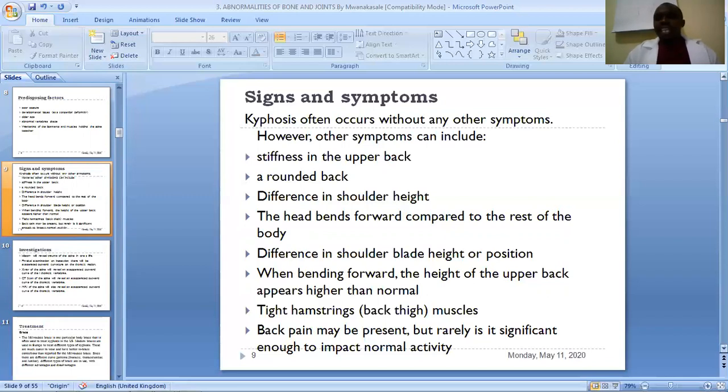Difference in shoulder blade height or position may be there, like we mentioned already. When bending forward, the height of the upper back appears higher than normal. You'd see something protruding on their back when they bend. Then tight hamstring muscles, which are the muscles found on the posterior aspect of the femur. Then back pain may be present, but rarely is it significant enough to impact normal activity.